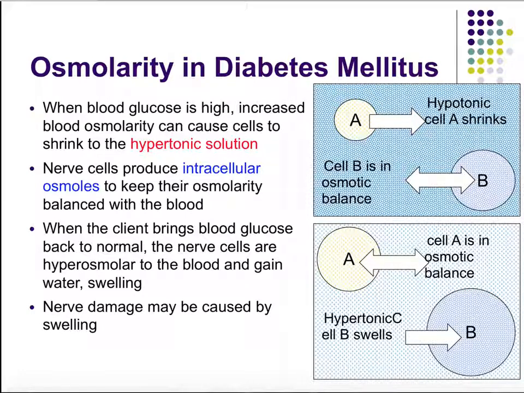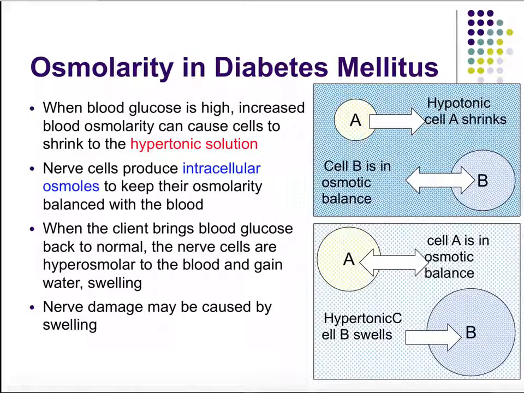Now, our cells don't want to lose water and shrink, so it'll make extra intracellular osmoles, or intracellular solutes, to increase the osmolarity inside the cell to try to hold on to the water. So when you want to bring a client's blood glucose back to normal, you want to make sure that you do that slowly so that our nerve cells that made these extra solutes have time to destroy them so that we don't have water moving the other way.